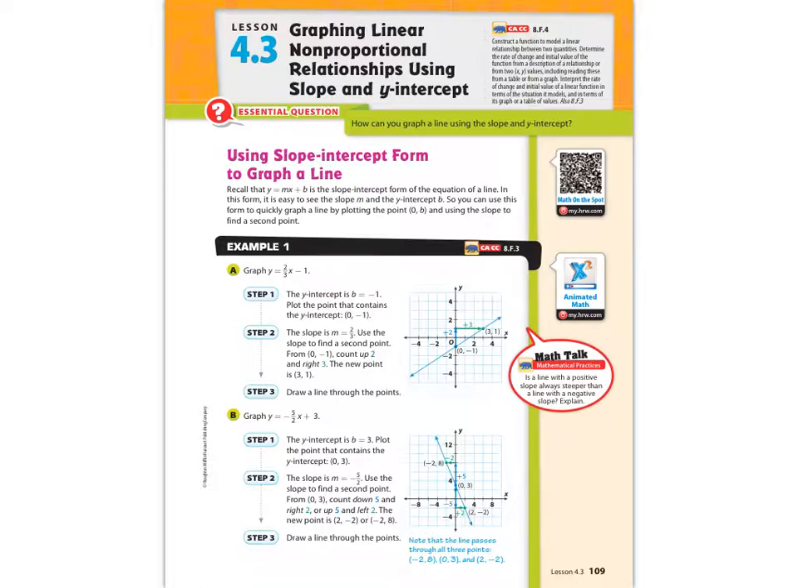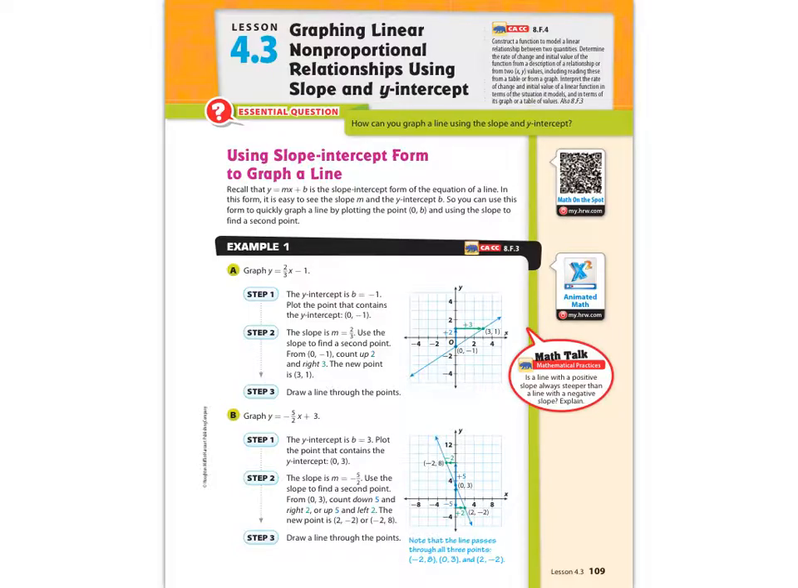This is lesson 4.3, graphing linear non-proportional relationships using slope and y-intercept. The standard on the top right is a pretty long standard. It is 8.F.4. The essential skill is: how can you graph a line using slope and y-intercept?